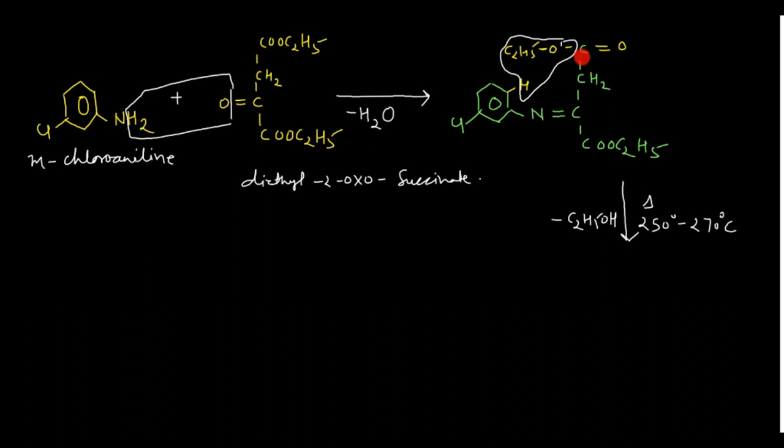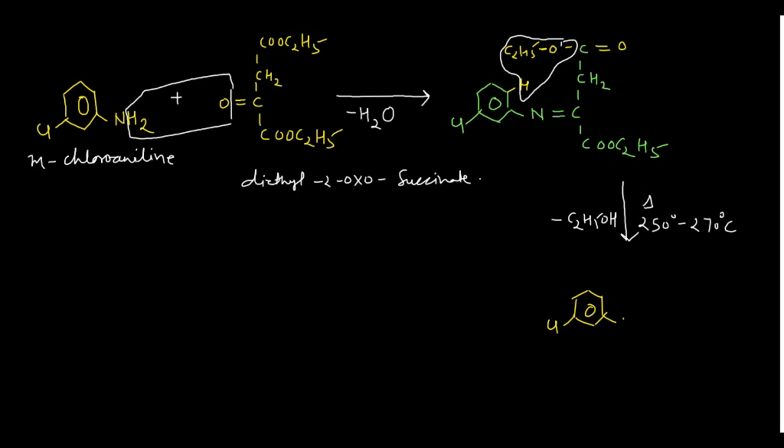So, what is happening here? Cyclization is happening here. So please remember this. This step is crucial and very, very important to understand the synthesis of this. Okay, so how can we write this? Say this is my benzene ring with the chlorine substitution here.